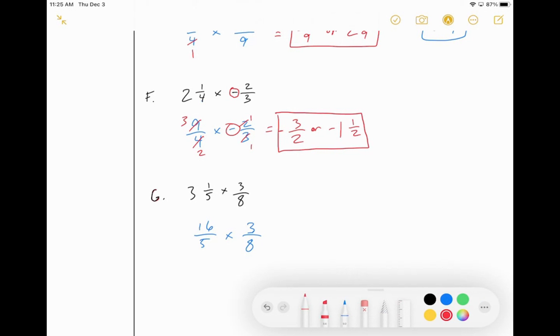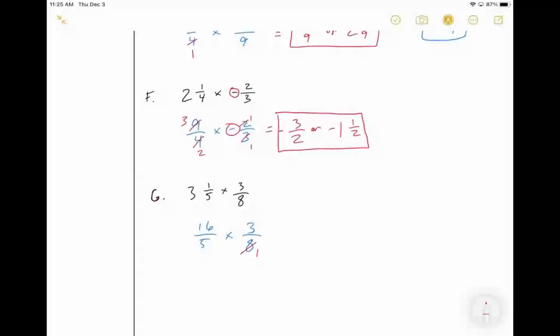If you're having trouble with canceling, what you have to think about is what number goes into both. In this case, the number 8 goes into both. 8 goes into 8 one time. 8 goes into 16 two times. You're essentially dividing 8 out of both numbers.